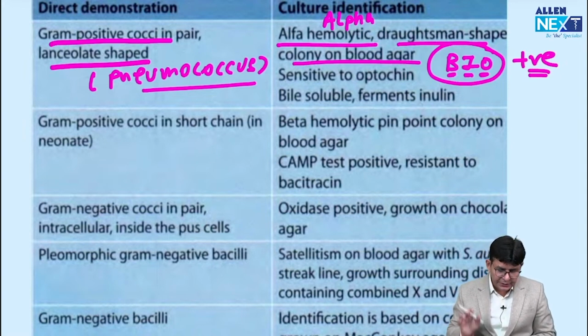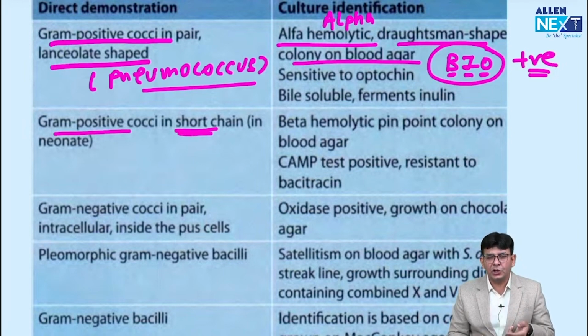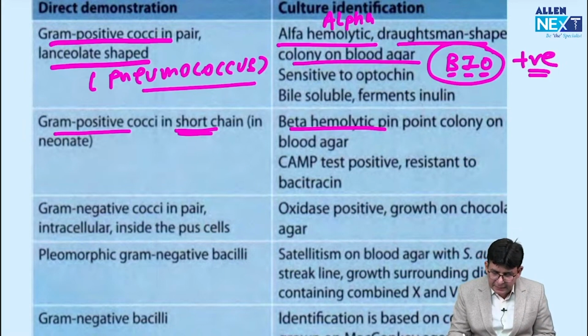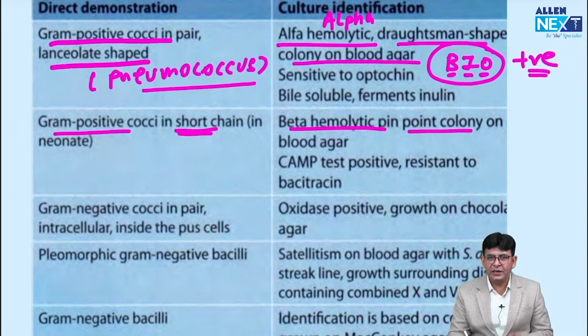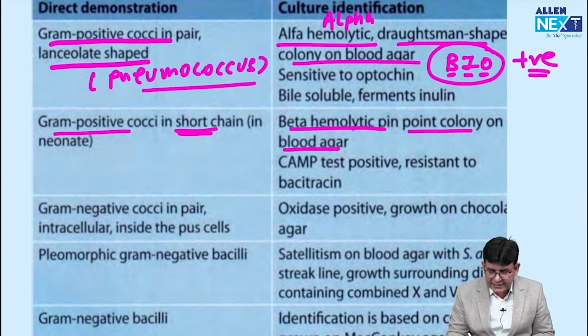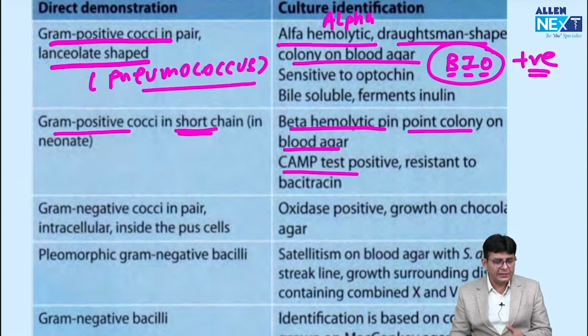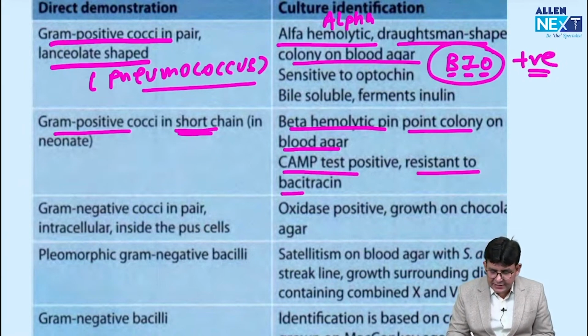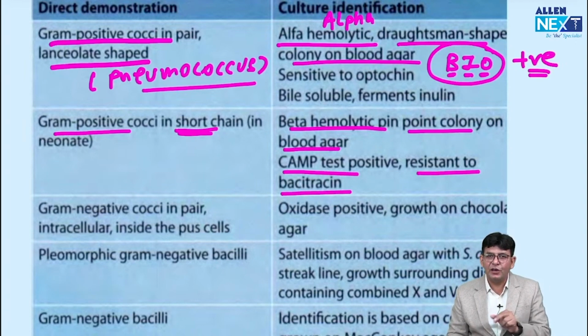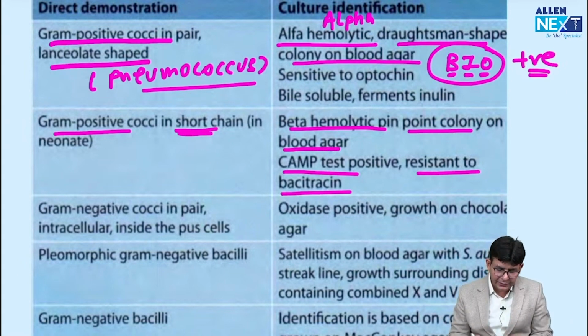Is it fine, guys? Now the other one you see, gram-positive cocci in short chains. Whenever you talk about chains, what are we talking about? Streptococcus. Fine. So beta hemolytic, pinpoint colonies, remember pinpoint colonies are there with strepto on blood agar. And see this test, CAMP test. What is CAMP, guys? Christie Atkins Munch Peterson, and it is resistant to bacitracin. Just now we have talked about this. Can you tell me what we are talking about? Resistant to bacitracin, right? We are talking about Streptococcus agalactiae.